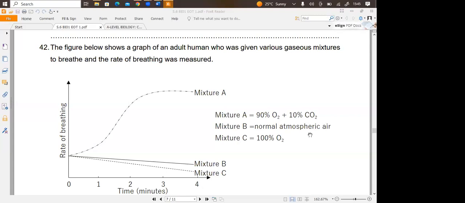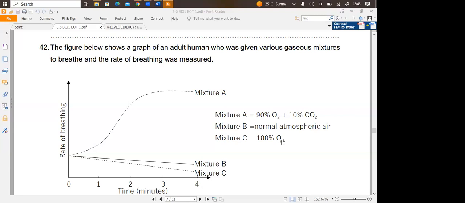So it means that now mixture B has about 21% oxygen and 0.03% carbon dioxide. So that is what is in mixture B. Then what of mixture C? Mixture C is 100% oxygen. So mixture C has only oxygen, 100%. Then what of carbon dioxide? So it means that now carbon dioxide is 0%. So it is 0% of carbon dioxide.